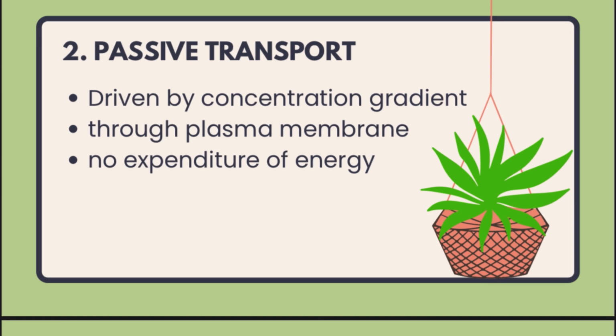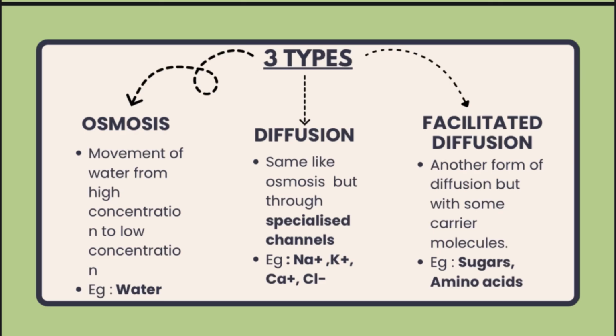So next transport is passive transport. Passive transport is driven by concentration gradient through the plasma membrane, with no expenditure of energy. So in passive transport no energy is needed. Food flows to where there is less, right? After that we will discuss the three types of passive transport: osmosis, diffusion and facilitated diffusion.